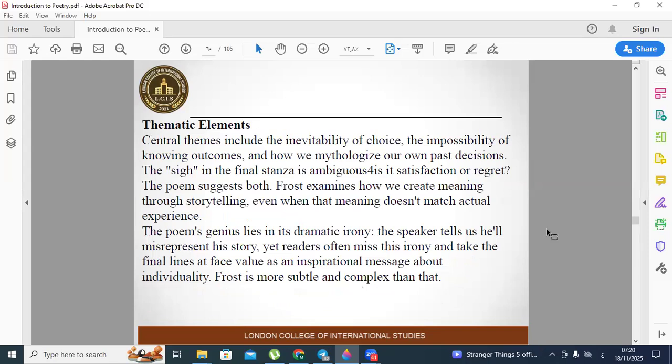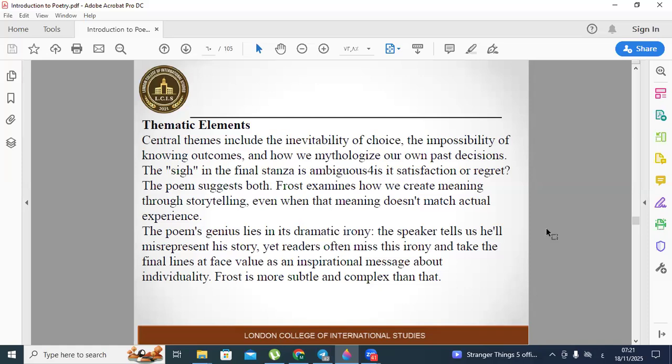The central themes include the inevitability of choice. Life requires we choose paths without knowing outcomes. The impossibility of knowing outcomes, we cannot travel both roads to compare, and how we mythologize our own past decisions, we contrast flattering narratives about choices that may have been arbitrary.